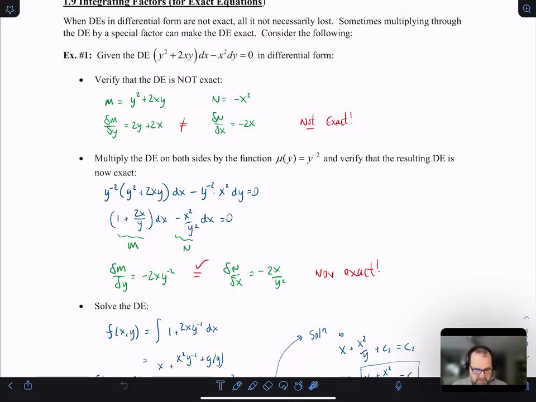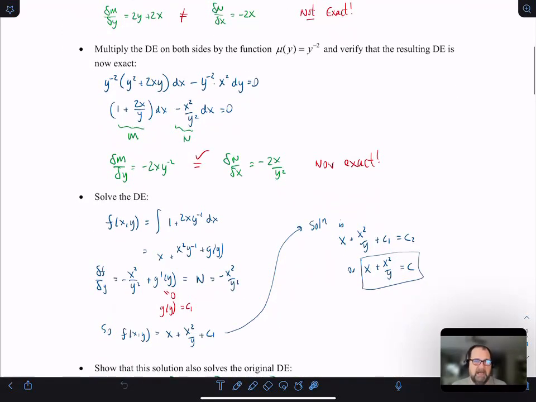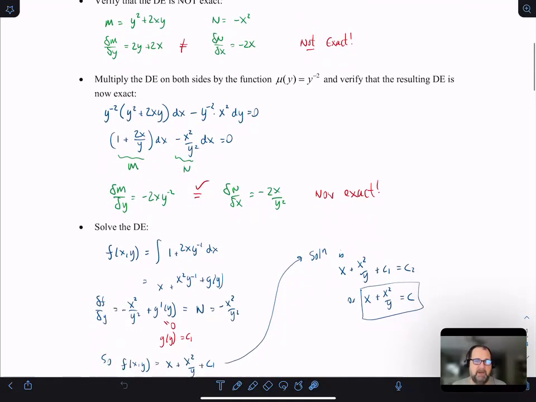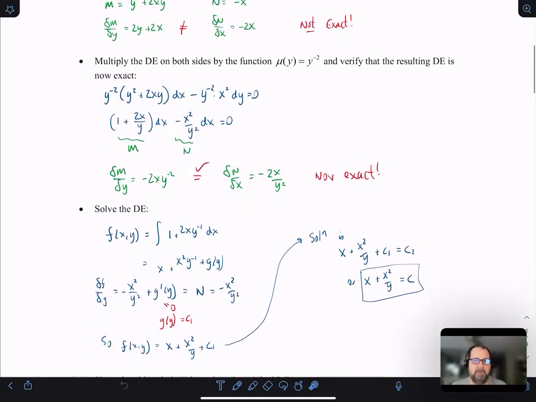So here's our little demonstration of what's coming up in this section. Let's suppose we take our non-exact DE and multiply it on both sides by this special function. Where this function comes from and how you determine what it might be is the topic of the section that we will work through together. But let's suppose we were magically given this particular function, and we then multiply it through the original differential form DE. So we multiply through by y to the power of minus 2.